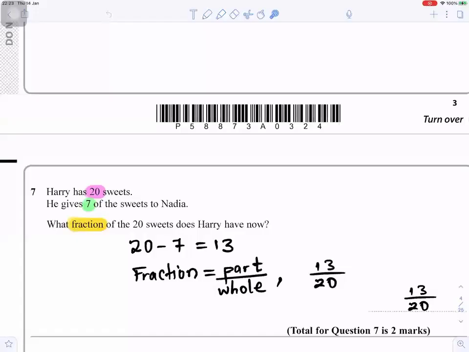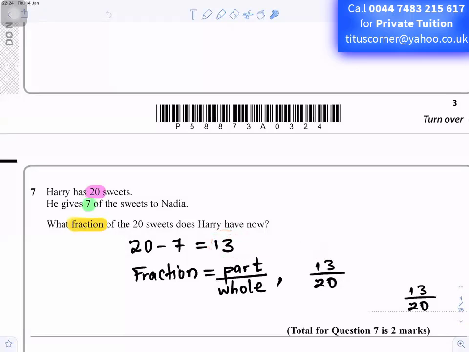Question number 7. Harry has 20 sweets. He gives 7 of the sweets to Nadia. What fraction of the 20 sweets does Harry now have? So if he gives 7 sweets away, 20 take away 7 is 13. To find the fraction, we use the idea that a fraction is a part divided by a whole. So what part is left is 13, and the whole was 20 in the beginning. So it's 13 over 20.